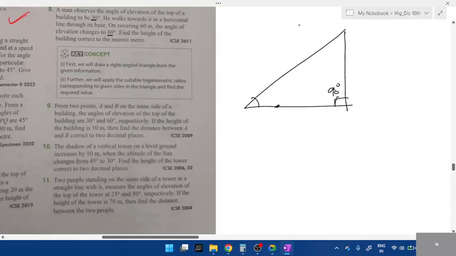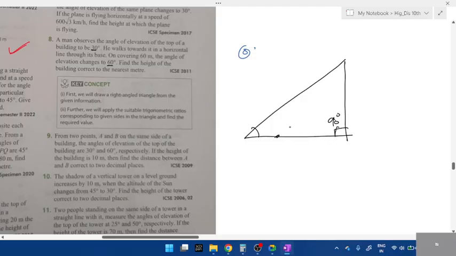Now I'll read the question. Eighth question. A man observes the angle of elevation at the top of a building to be 30 degrees. He walks towards it in horizontal line. So this is A and B. This is the building. Okay, a man is at point C, starting point. What do you mean by walks towards the building? Is it towards or opposite direction? Yeah, towards meaning from C is traveling towards B. And how many meters has he covered? 60 meters. So I'll take this as D.